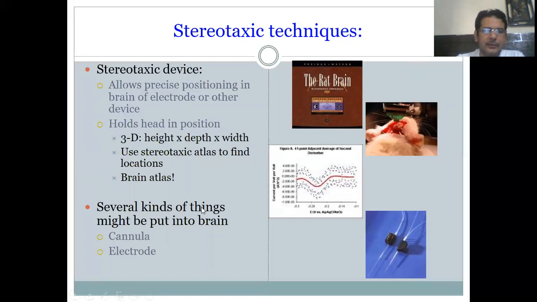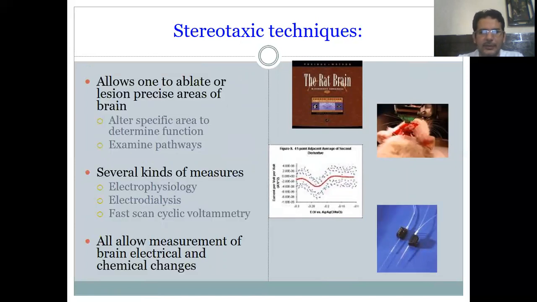In this case, several kinds of things might be put into the brain. These could be a cannula, these could be electrodes, and so on. They can be introduced in specific regions of the brain, related to memory, touch, taste. Whatever we want to investigate, we can introduce there, and then we measure the brain activity in those regions of the brain. It also allows one to ablate or lesion a precise area of the brain.